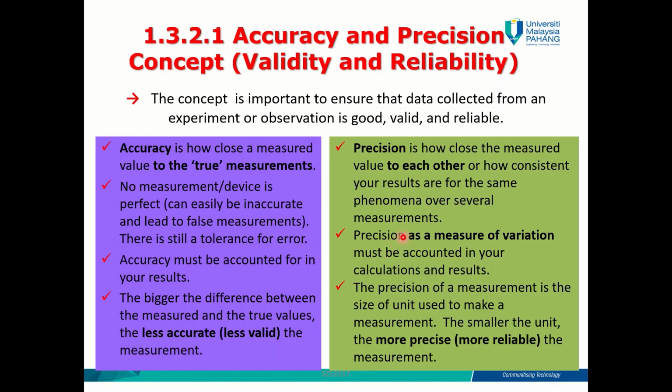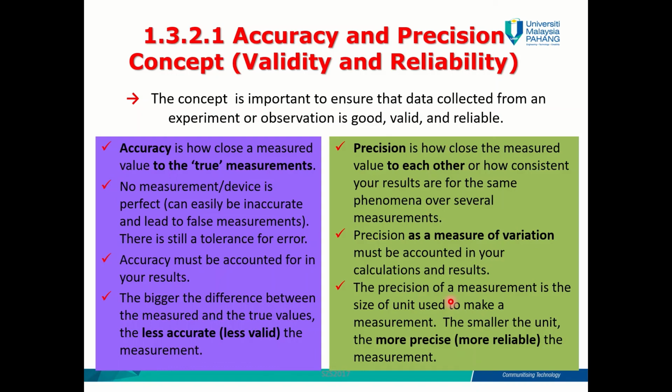So precision is actually the measure of variation, which must be included in your experimental data analysis. Accuracy also must be accounted for to see whether it is accurate. The bigger the difference between the measured and the true values, the less valid and less accurate your machine is. And the smaller the unit of precision, which is your measure of variation, the more precise the measurements.